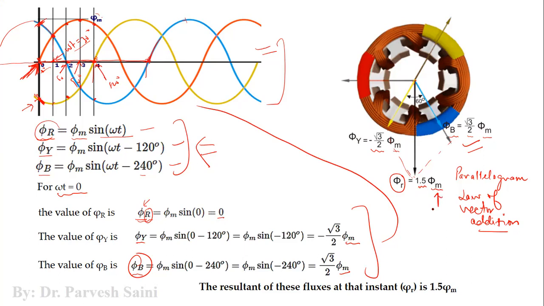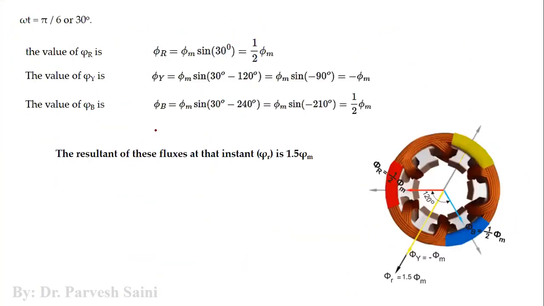where phi m is the maximum flux. It is the maximum flux, right? And it has a direction. So you can see the direction of the resultant phasor flux is downward here, like this, fine. Now let us see what happens if we take omega t equal to 30 degree.